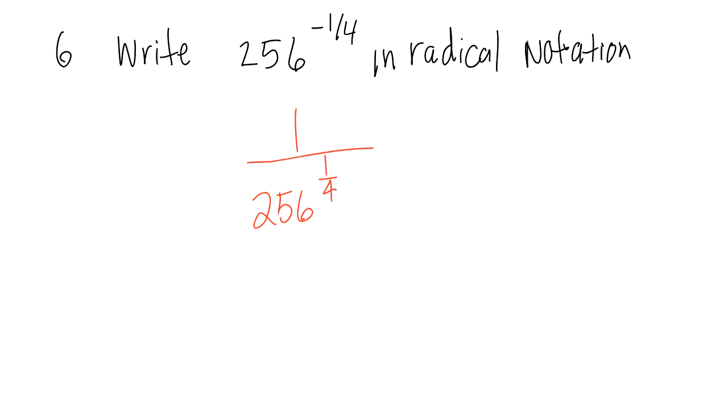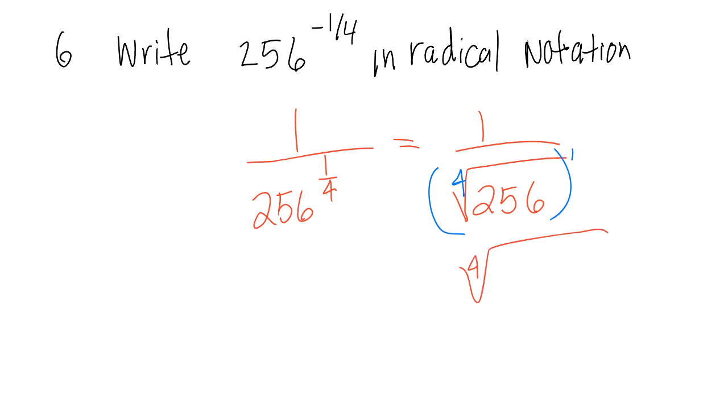And once there, that's when I can change it to a radical. The 256 inside, my index is 4, and it's being raised to a power of 1. So now I just need to simplify inside this radical.